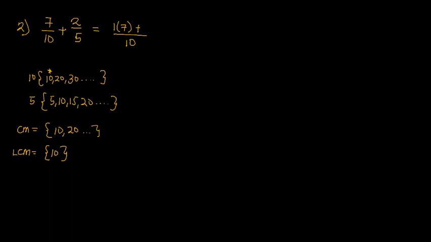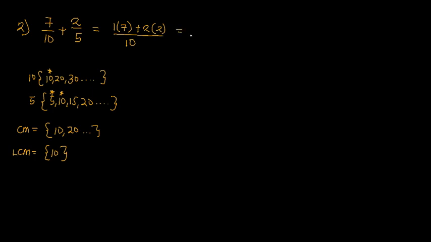Now 5, how many times will 5 go into 10? It will go 2 times: 5 times 1 is 5, 5 times 2 is 10. So 5 will go into 10 2 times. That 2 is multiplied by the 2 at the top, which is 2 multiplied by 2.